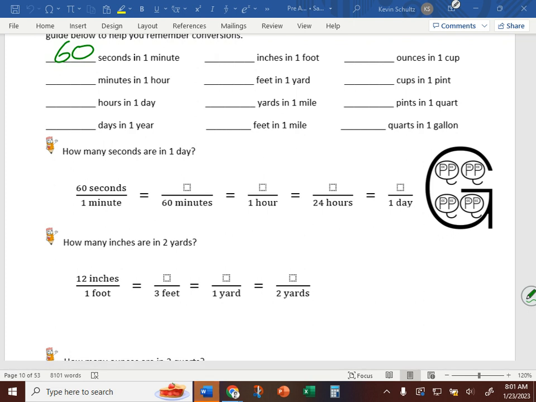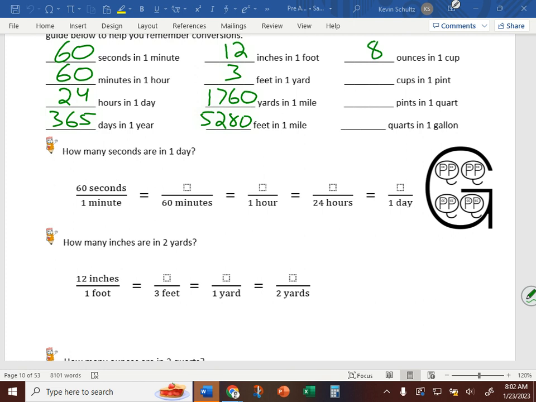How many minutes in an hour? 60. Hours in a day? 24. Days in a year? 365. Inches in a foot? 12. Feet in a yard? 3. Yards in a mile? 1,760. And feet in a mile? 5,280. Ounces in a cup? 8. Cups in a pint?